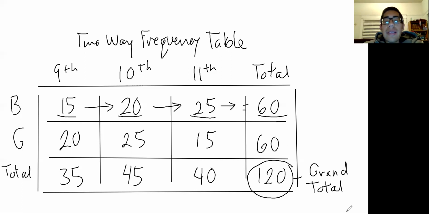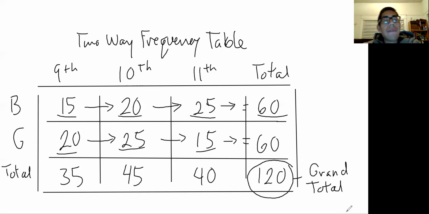We added up all of these and we got a total of 60. However, I have a different number of girls. I have 20 ninth grade girls, I have 25 10th grade girls, and 15 11th grade girls. Again, I added all these up and it gave me my total of 60.